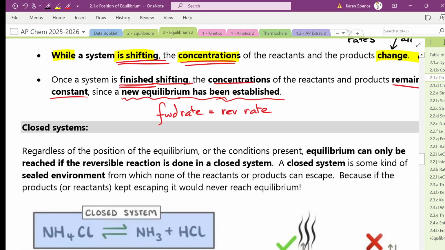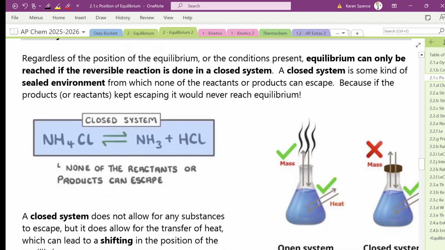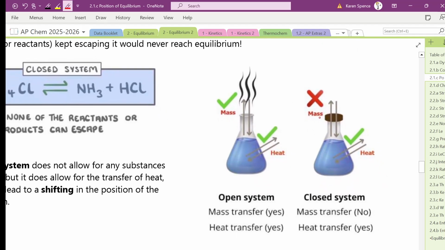Closed system, regardless of the position of an equilibrium or the conditions present. If you do not have a closed system, you cannot reach an equilibrium. A closed system is a sealed environment where you cannot have mass transfer, so there's no mass transfer in a closed system, but heat can come and go. Heat can come and go out of there. In an open system, you get both mass and heat.